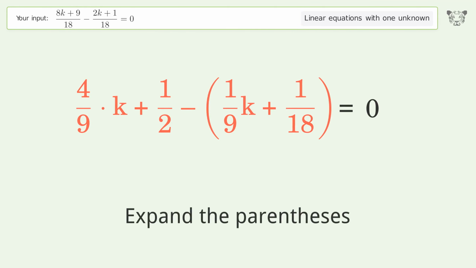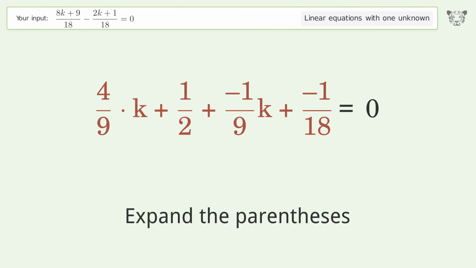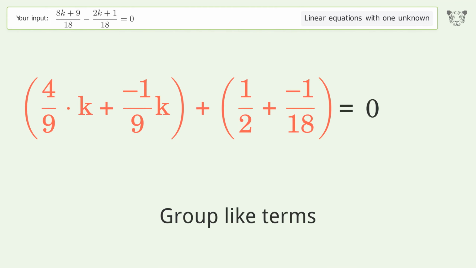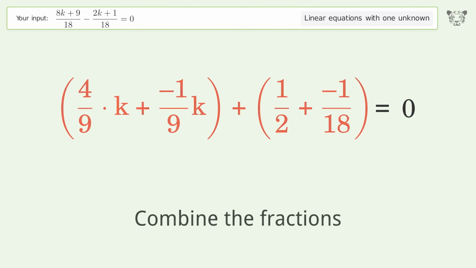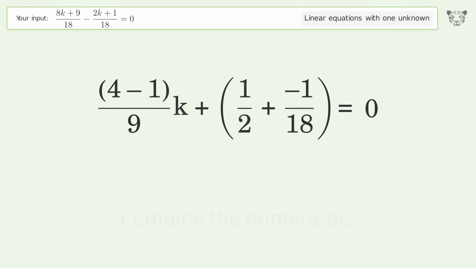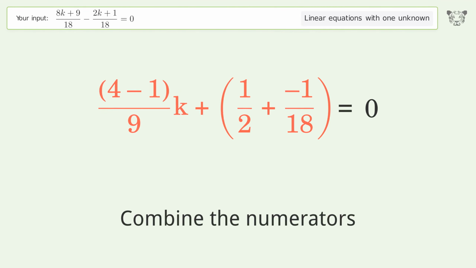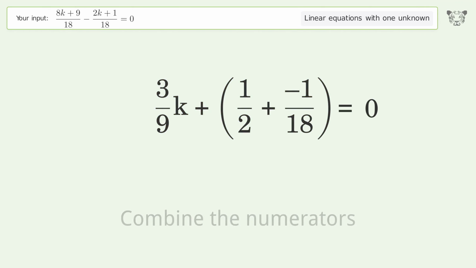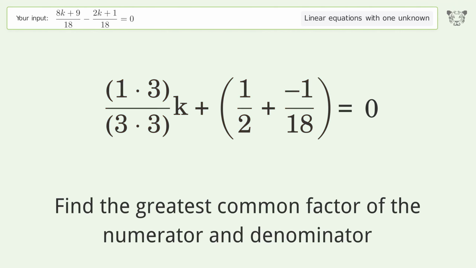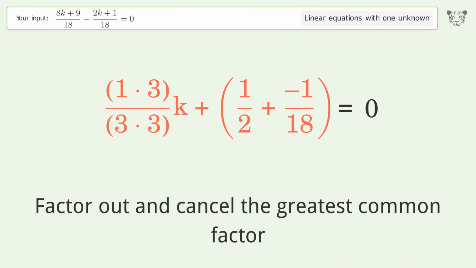Expand the parentheses. Group like terms. Combine the fractions. Combine the numerators. Find the greatest common factor of the numerator and denominator. Factor out and cancel the greatest common factor.